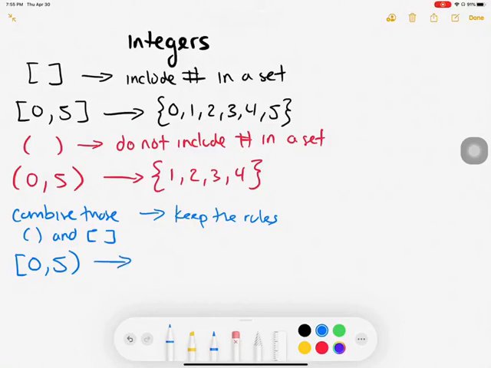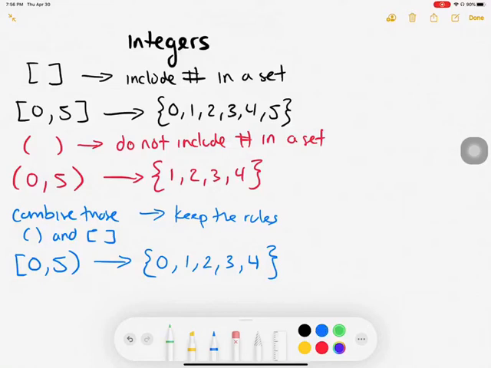And if you were to transform this into a set of numbers, the first number that's included is going to be 0. And how do I know this is included? Because it has a bracket, and we said that with brackets, you have to include that number in the set. So the first number of this set has to be 0. Then everything in between, 1, 2, 3, 4, and I'm not going to include 5. Why? Because the interval notation has a parenthesis, so I'm not going to include 5. And since we're talking about integers, I don't have to include any of the decimals. So this is what the set will look like.